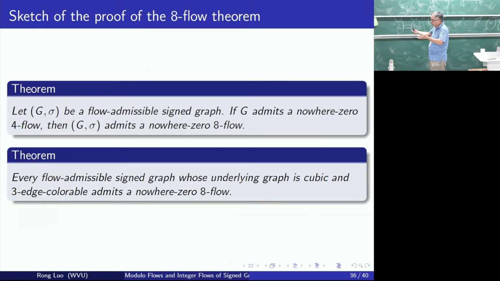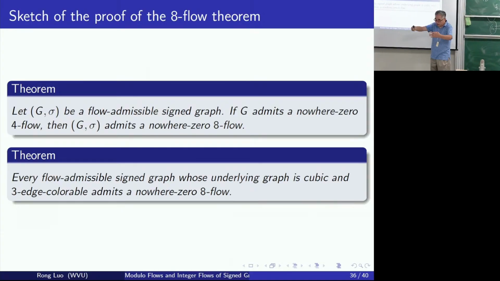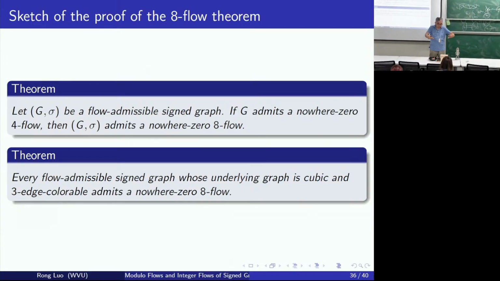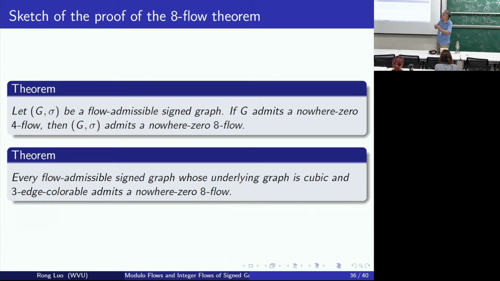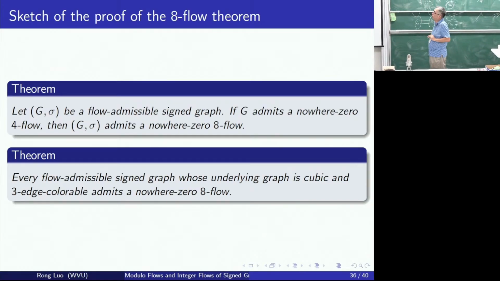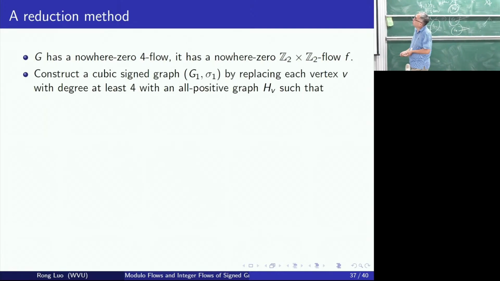That's our first step. This one, the cubic 3-edge-colorable graph, is quite easy. You can look at the 3 color classes, the 3 mutually edge-disjoint perfect matchings. Then you look at the parities of the number of negative edges. You can manipulate them to get 8 flows. And so how do we reduce the problem to cubic graphs?